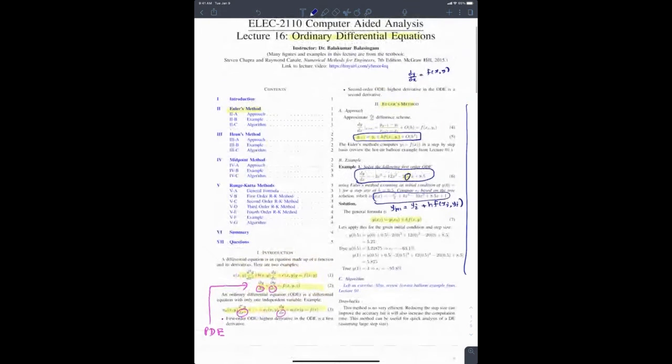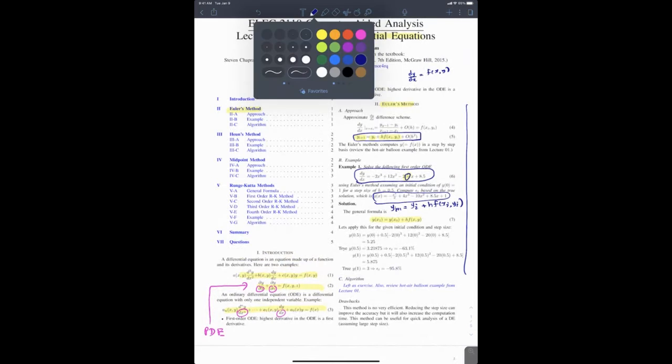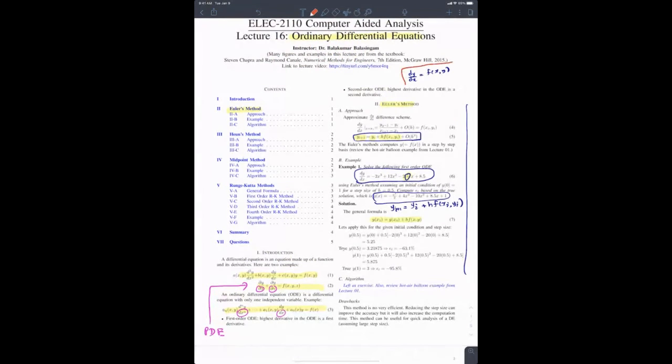So that is the very simple form. At least let me write down the correct formula, which is shown in equation 5. That is the correct formula, y(i+1). If you have a differential equation, dy by dx is equal to f(x, y), that is the solution using Euler's method. That equation 5 is the solution.